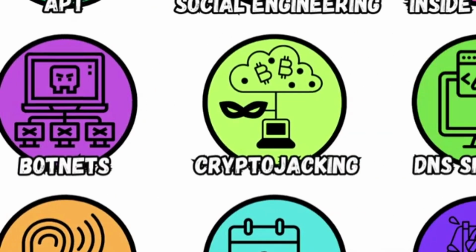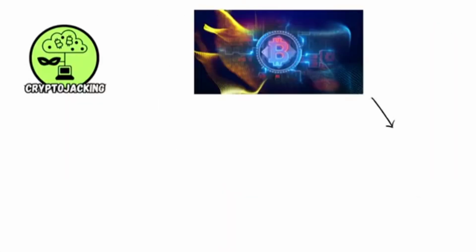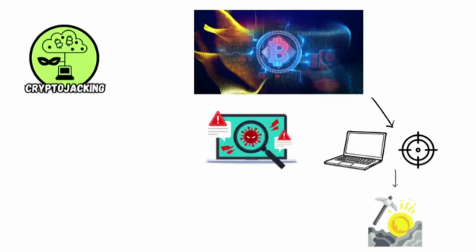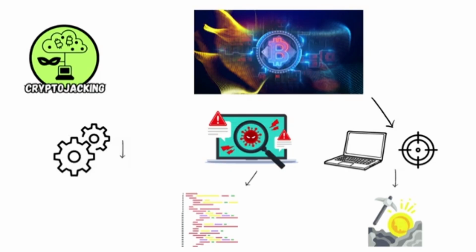And the 14th one is cryptojacking. Cryptojacking is a cyber attack where attackers secretly use your computer's CPU or GPU to mine cryptocurrency without your permission. This slows down your computer and increases electricity usage. A malicious browser script secretly mines cryptocurrency whenever you visit a compromised website.